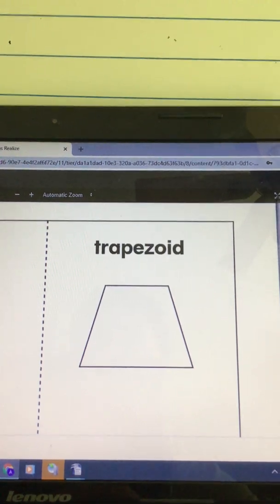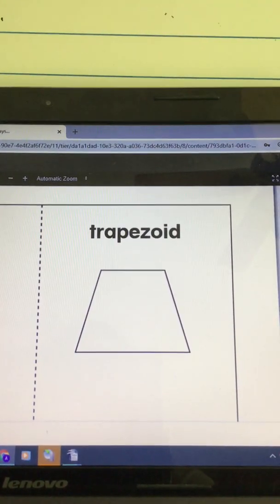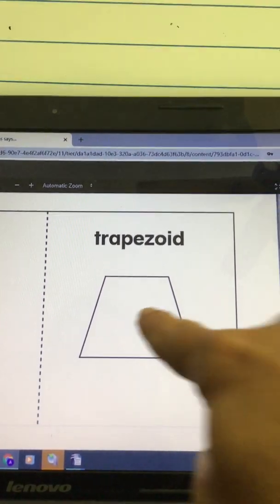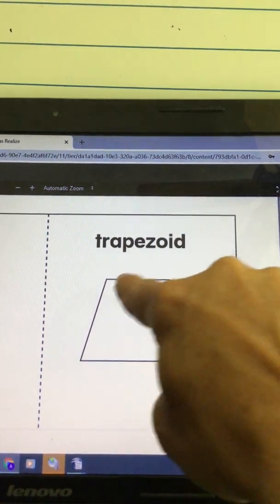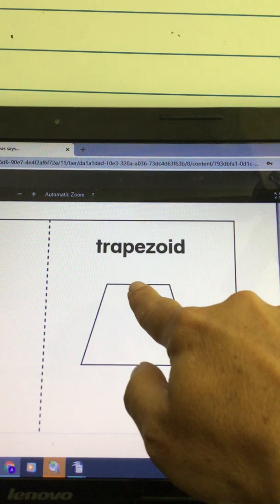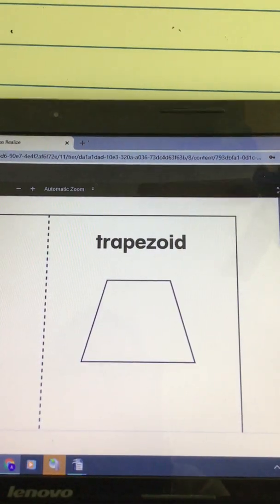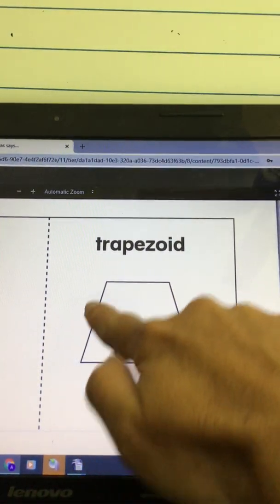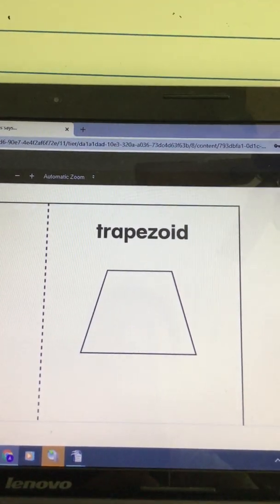This shape is a trapezoid. A trapezoid has 4 straight lines or 4 sides. One side is shorter and one side is longer, which means when we connect them, we have some slanted lines there. So that is a trapezoid.